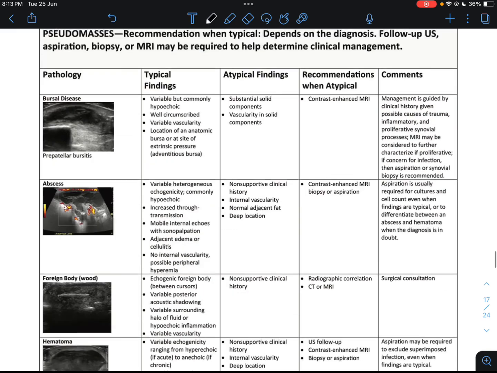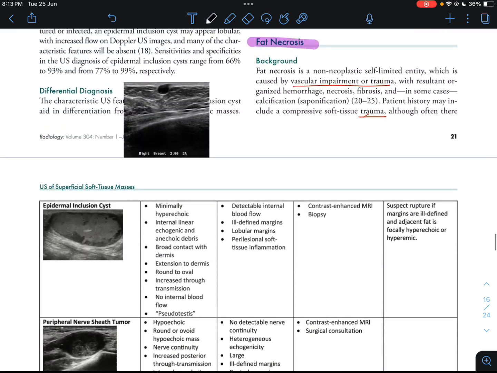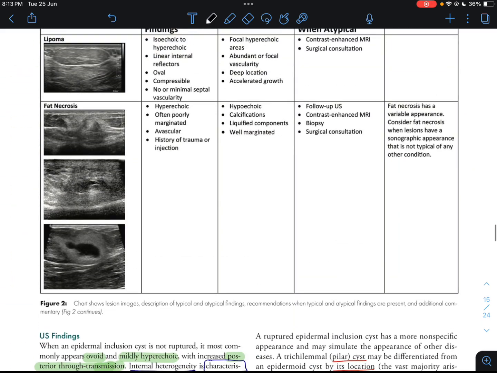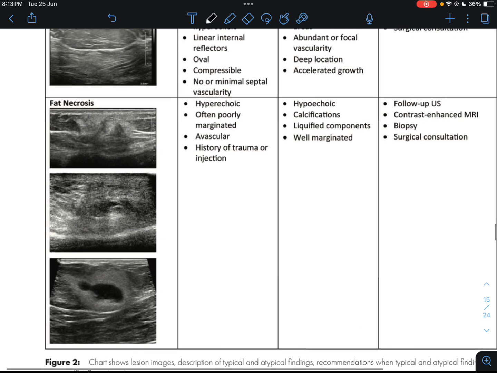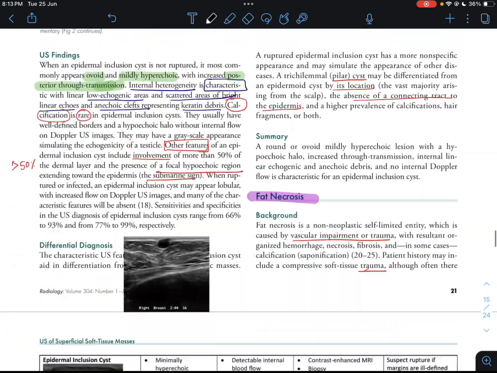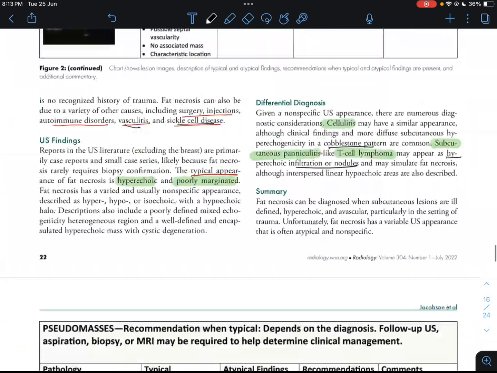Here we can see a fat necrosis. We can see how they are very ill defined and hyperechoic, and they do not show any vascularity on color Doppler. And history is very important in fat necrosis.